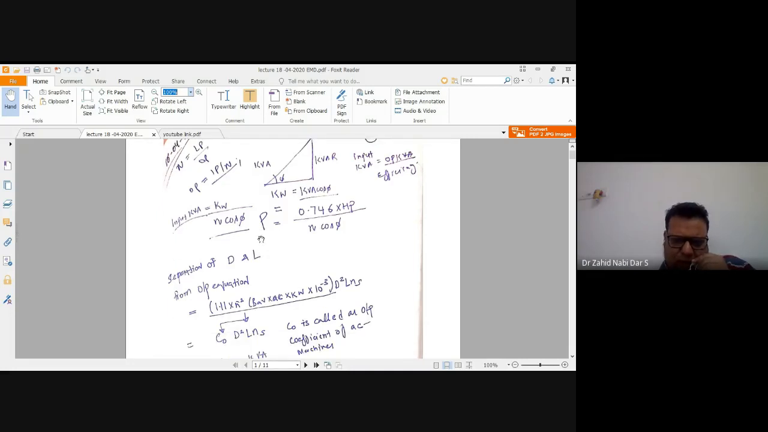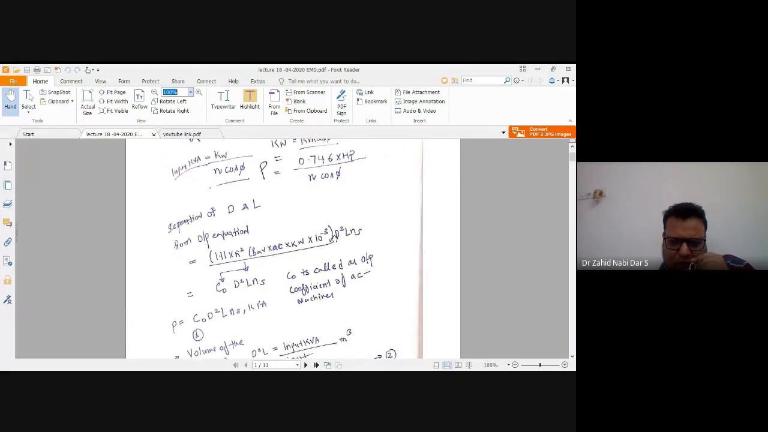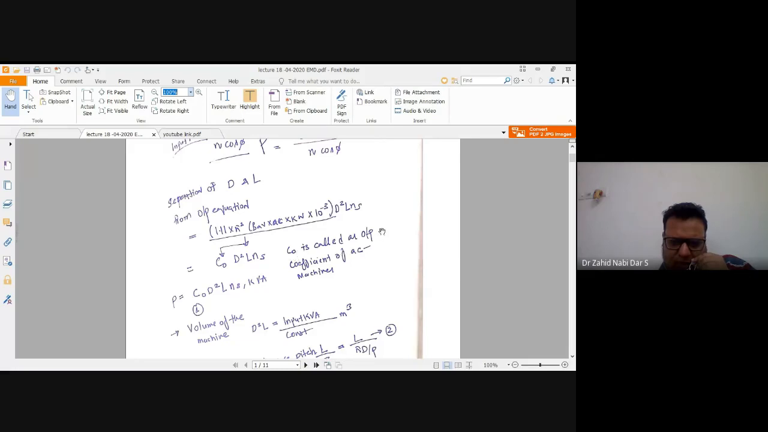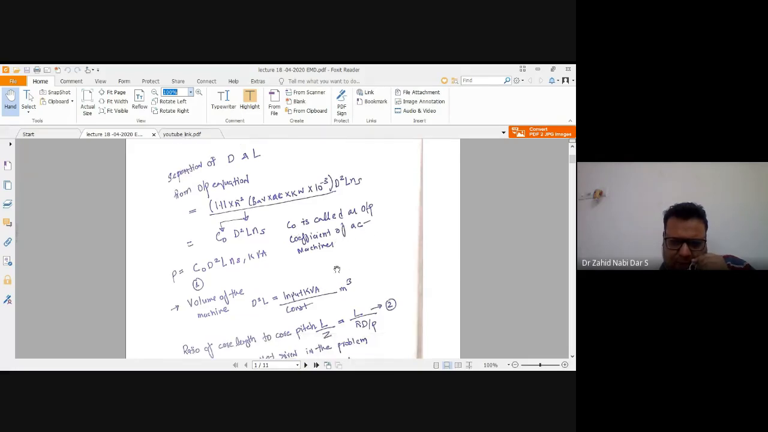Suppose your power is not expressed in kilowatts, but in horsepower. Then you will multiply 0.746 into HP, which would give you the value in kilowatt, divided by efficiency into cos phi. Now, whenever we are calculating these terms from the output equation, we need to separate these terms d square L and n s. Here this C naught is called the output coefficient of AC machines. So your output power would be C naught d square L n s kVA.